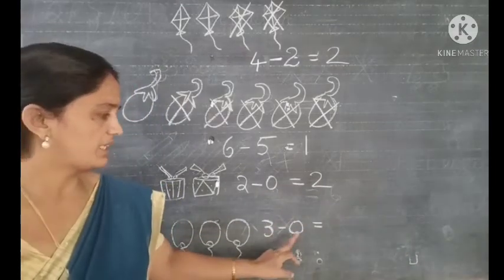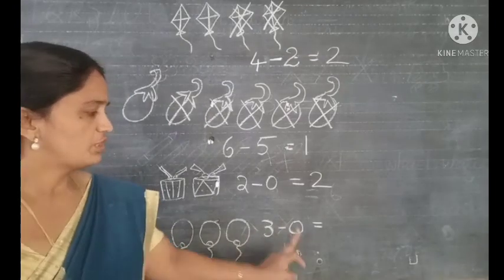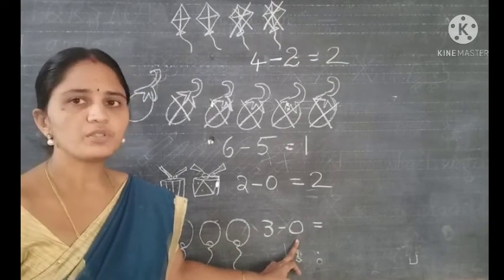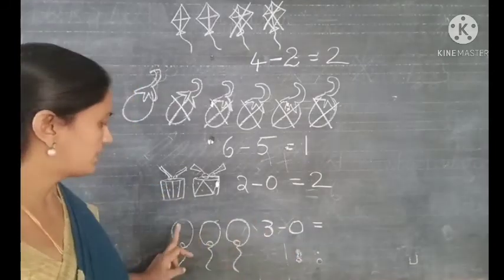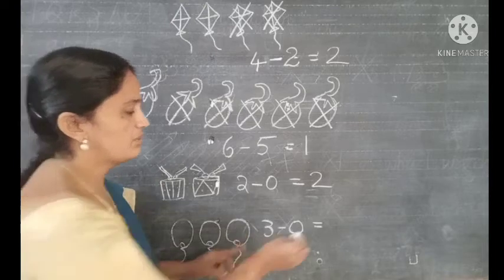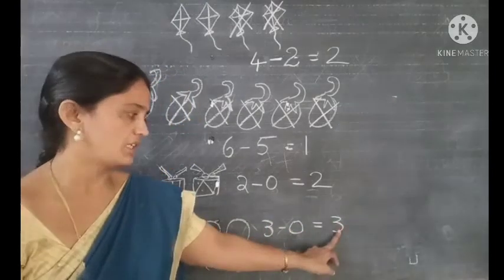Next, 3 minus 0. How many balloons are there? 1, 2, 3. 0 means nothing. So we should not cross any balloon picture. Now how many balloons are there? 1, 2, 3. So the answer is 3. 3 minus 0 equal to 3.